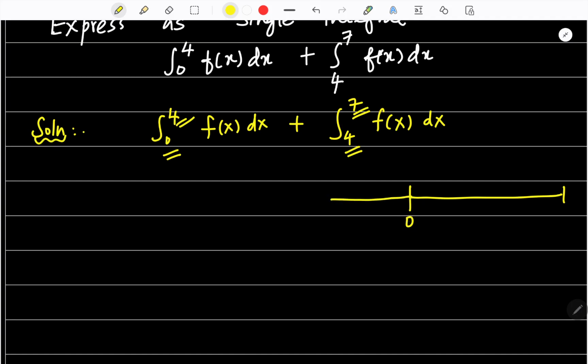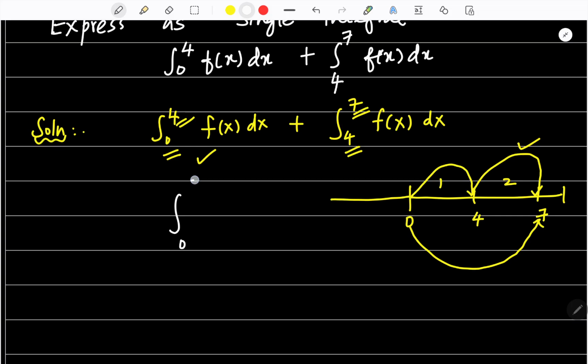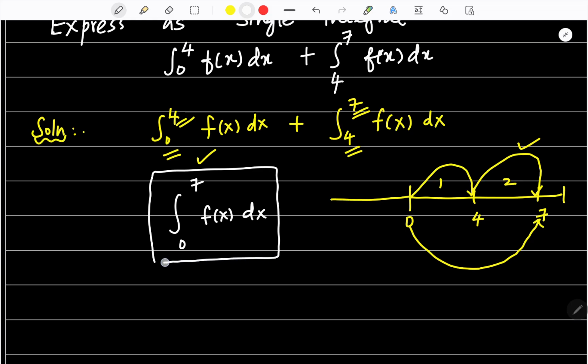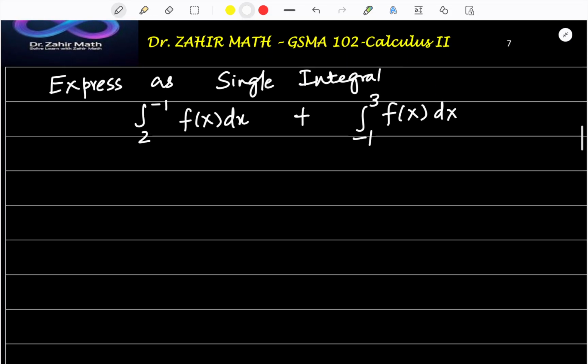So let's start. Here 0 is there, 4 is there, and then 7 is there. Now look here. The first one is 0 to 4, this integral. The next integral is 4 to 7, this one. So there are two integrals: this is integral 1 and this is integral 2. We can make it a single integral: integral 0 to 7 f of x dx. So from the picture, or the real line, we can write the answer directly. Right. Let's go to the next question.